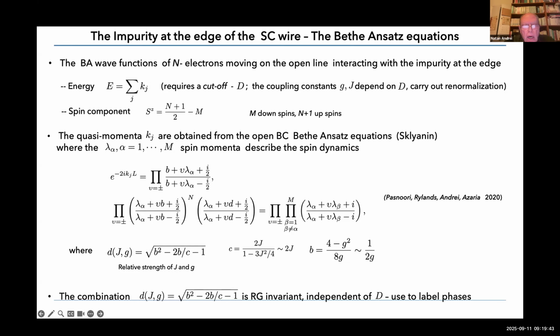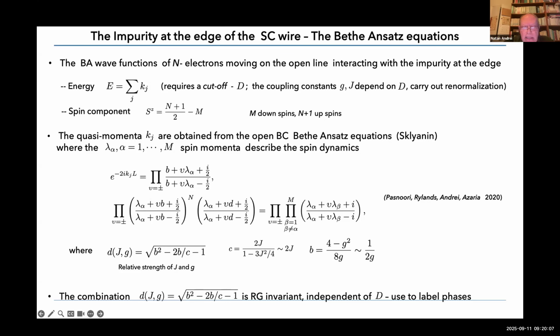Lambda j are the spin momenta labeled by alpha. Alpha goes from 1 to m, m spin momenta. And they have to satisfy these equations. So the parameters that come into the equation have the standard form, so I don't have to explain.